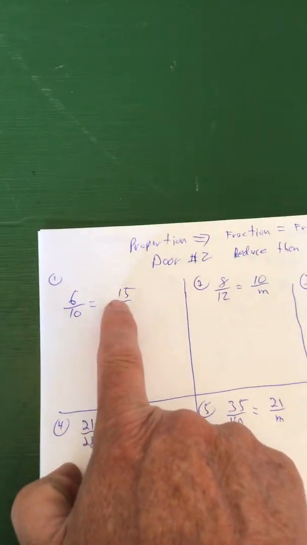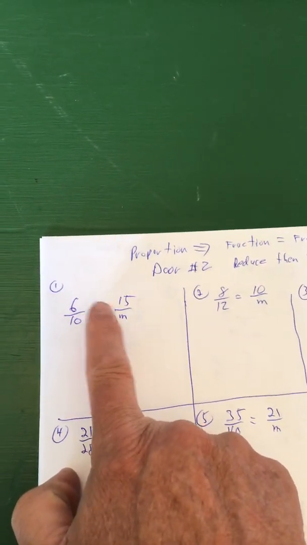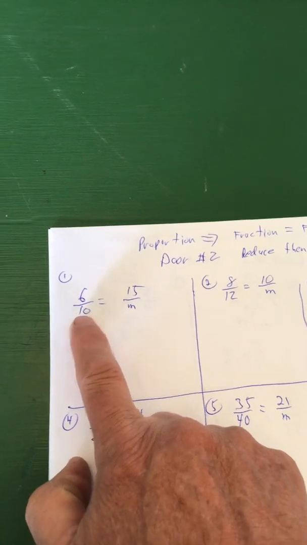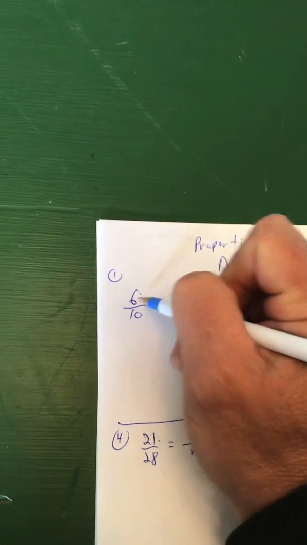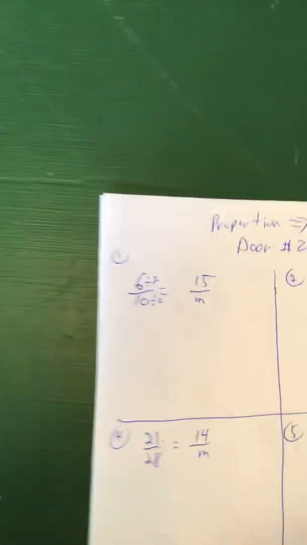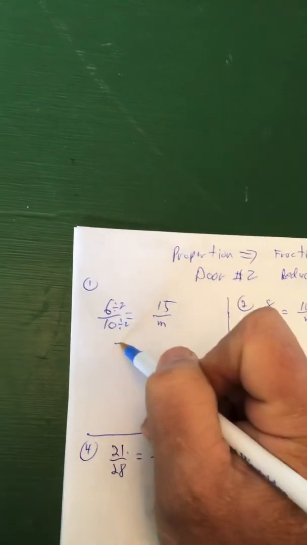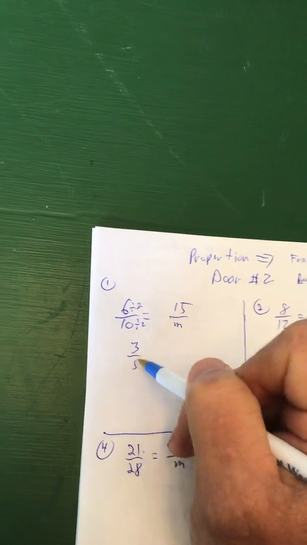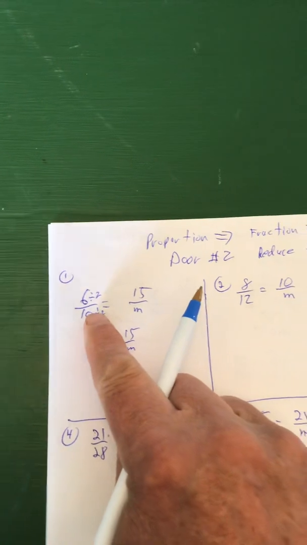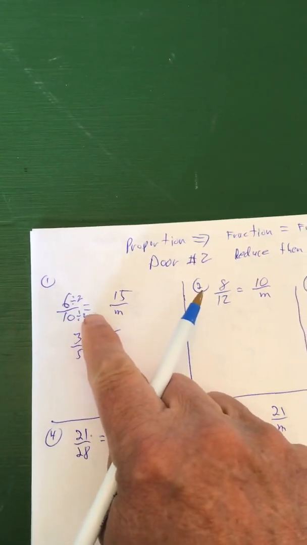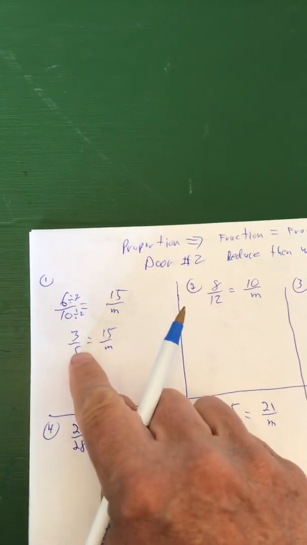I can't get from 6 to 18, or 6 to 15, I can't get from 6 to 10, so I can't do door number 1. But what can I do? Well, I can reduce this fraction. What does 6/10 reduce to? Well, I can divide them both by 2. And I just encourage you to show that work. That's not very much to show. 6 divided by 2 is 3. 10 divided by 2 is 5. And the right side stays the same. So if I can't do door number 1, ask yourself, can you reduce it? And just rewrite the proportion with the fraction that you reduced.